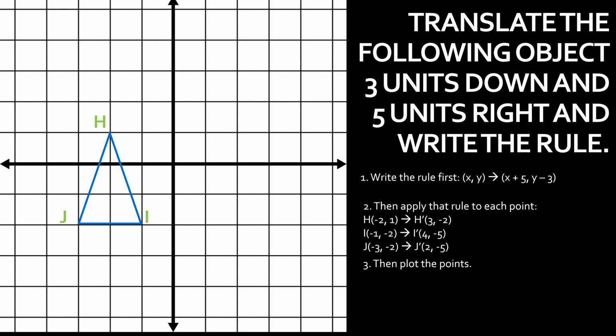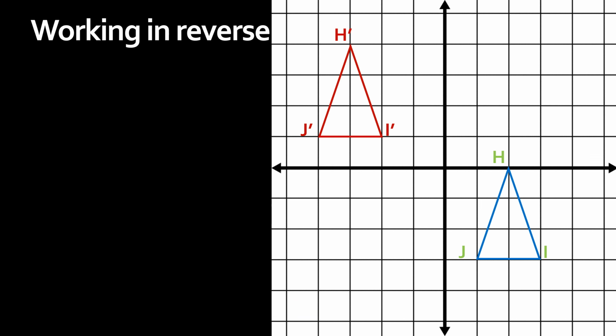And then the last thing you want to do is to plot the points. So here are my new points for my image. And keep in mind, you want to use your apostrophes. That'll let the reader know that this is the image and this is the pre-image. So visually, this is what the translation looks like. And that's your answer for this problem.